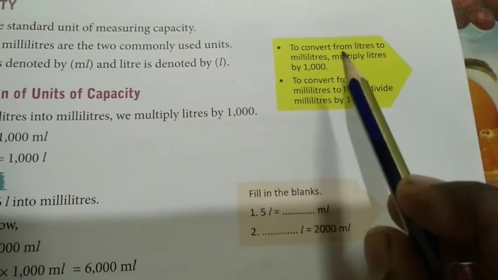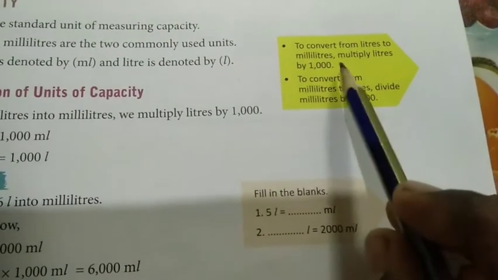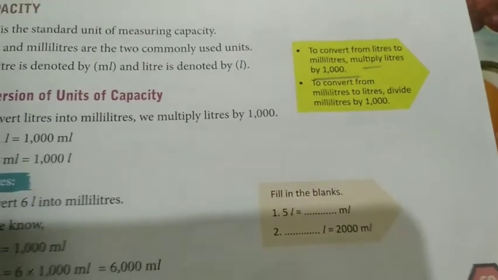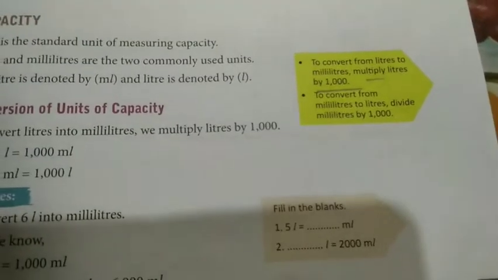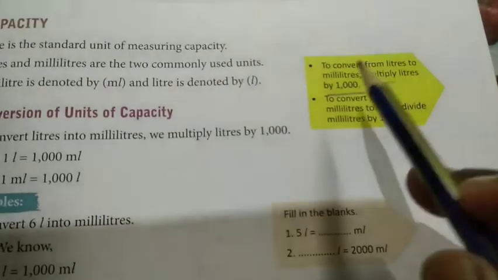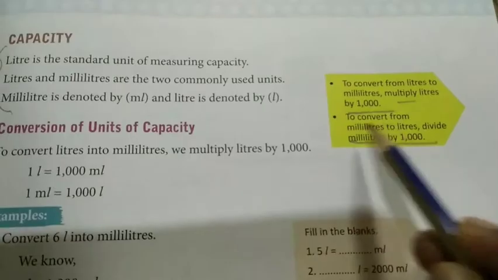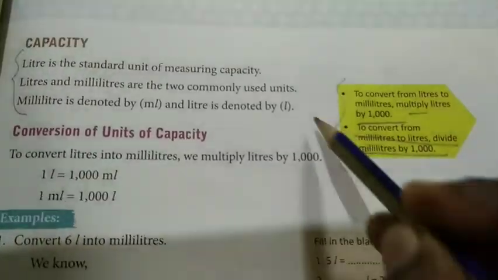To convert from liter to milliliter, multiply liter by 1000. To convert from milliliter to liter, divide milliliter by 1000. Please underline these 2 lines, very, very important.